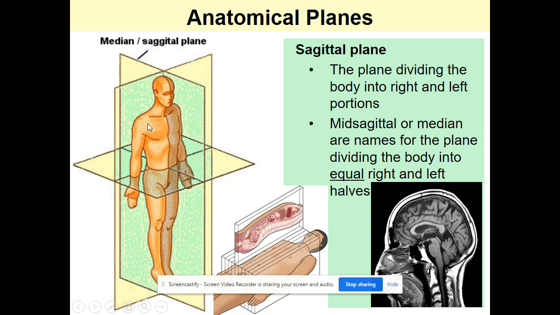If you look, this person's laying down like the cadaver we just mentioned, and if you took sections along the sagittal plane from the side, this is what you would see. And this is an actual MRI image of a head that is taken in the sagittal plane. So they just took an image of this person's head here, and you can see the side view is what you get to see with that. Okay, so that's the sagittal plane.